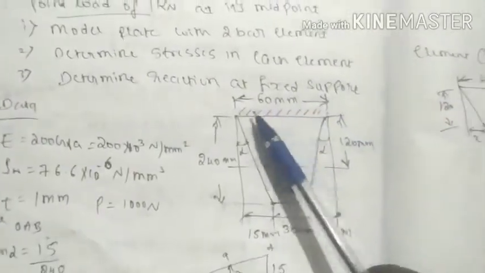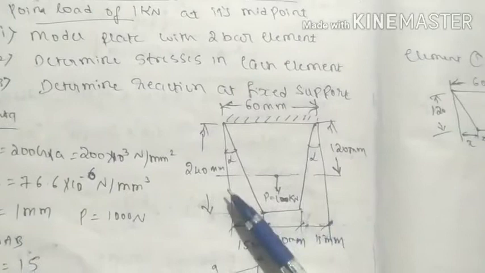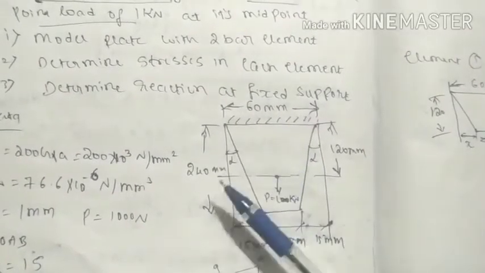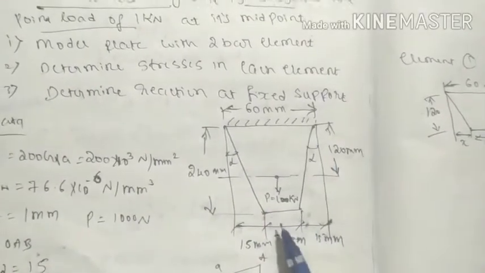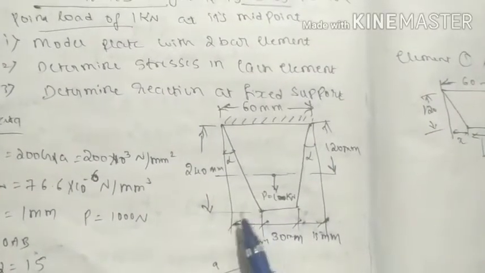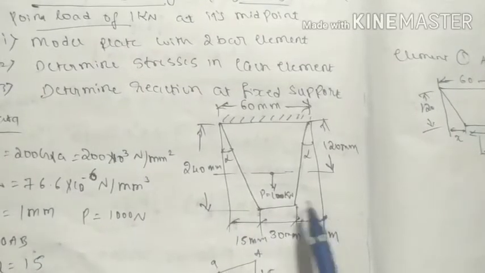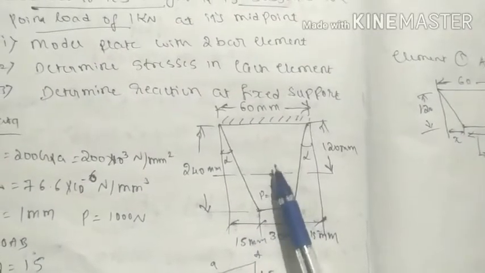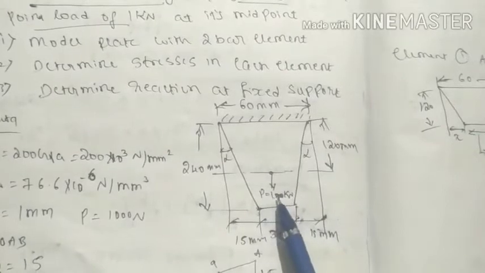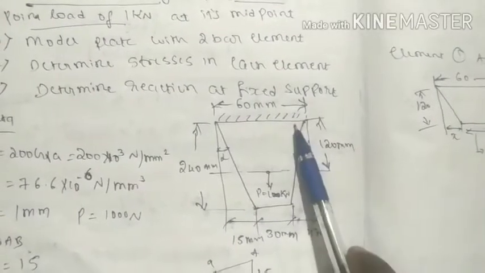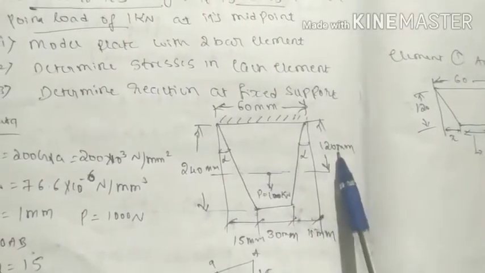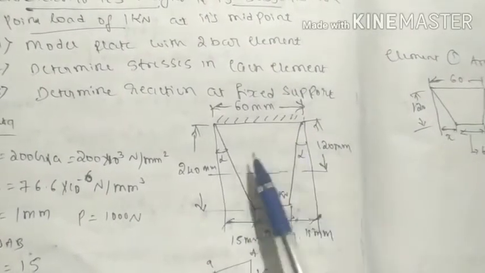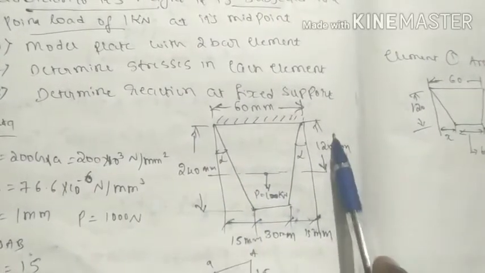So this is the figure they have given. Again, it is a uniform taper bar. It is fixed at one end and the other end is free, and the total length is 240 mm. The width at the fixed end is 60 mm, and the width at the free end is 30 mm, with a gap of 15 mm on either side. At the middle, the point load of 1 kilonewton is acting, at a distance of 120 from the fixed point. That means it is exactly in the middle, because 240 minus 120 becomes 120.